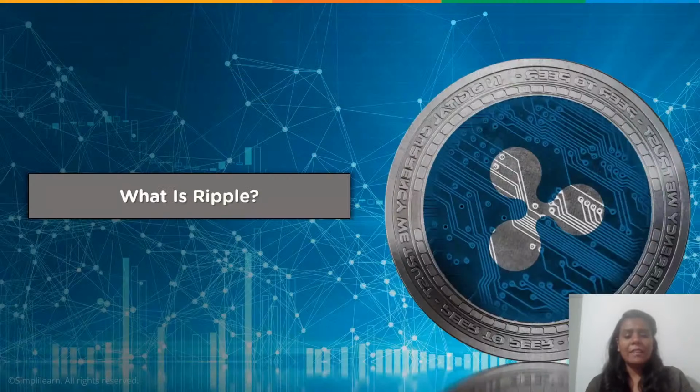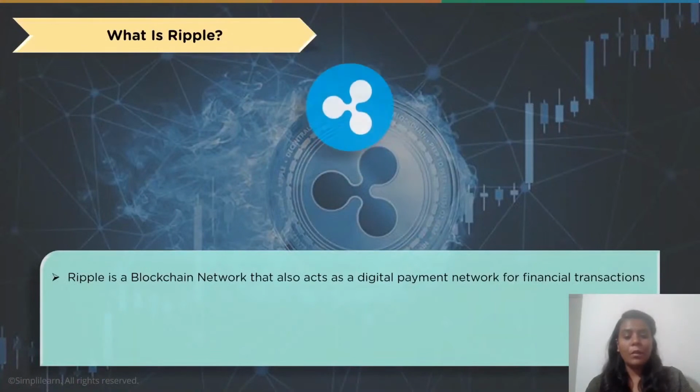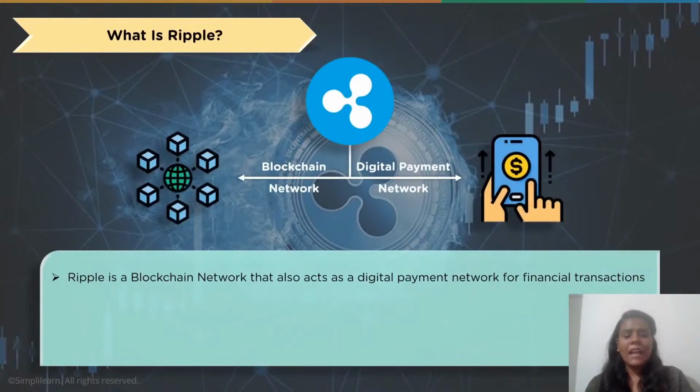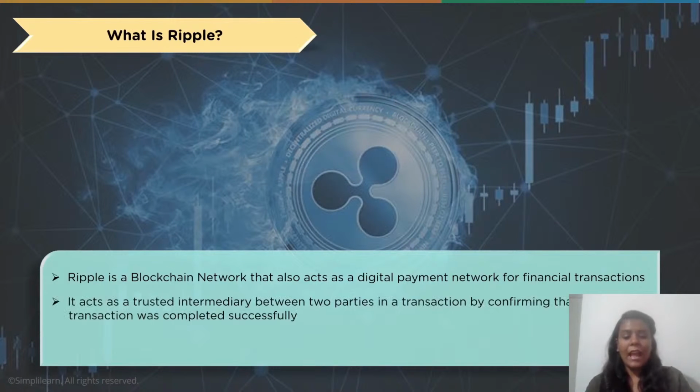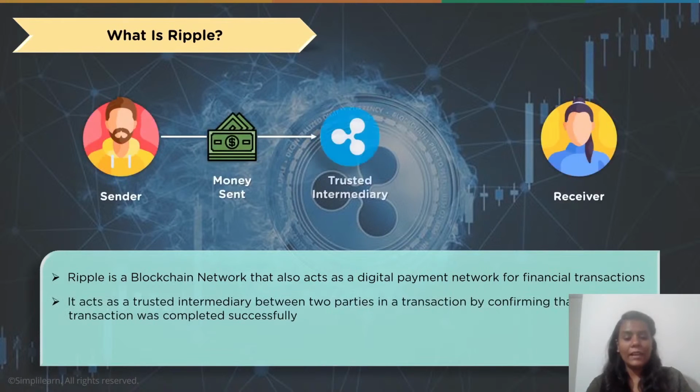First, let's understand what is Ripple. So, the firm behind XRP is Ripple, which is a payment settlement system and currency network that can handle transactions all across the world. Basically, it acts as a trusted intermediary between two parties in a transaction. As the network can immediately validate that the transaction was completed successfully, Ripple can ease the exchange of a wide range of fiat currencies and cryptocurrencies, including Bitcoin.